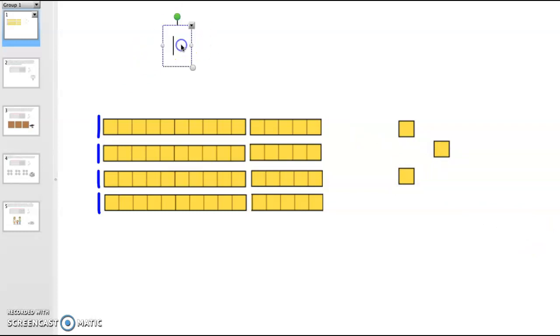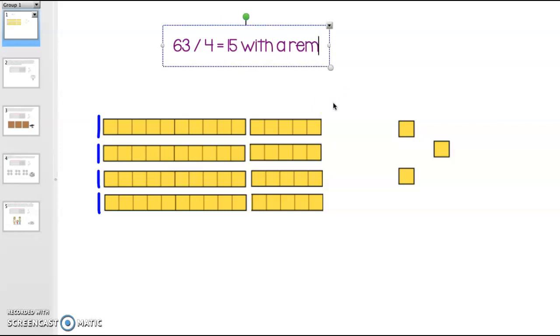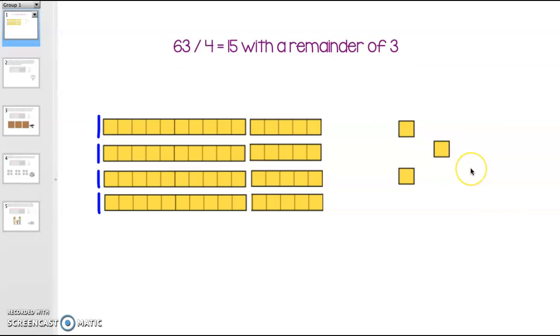So let's check first. We know that 63 divided by, this is going to be my symbol for divided by because I don't have one on my keyboard, 63 divided by 4 equals, we've got 10 plus 5. So it equals 15 with a remainder of 3. All right, so here begs the question, what are we going to do with these 3 balloons as a remainder?